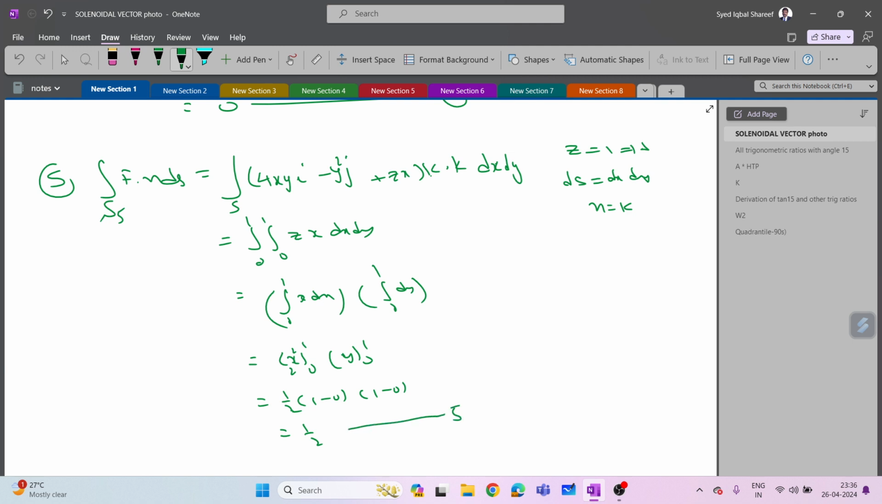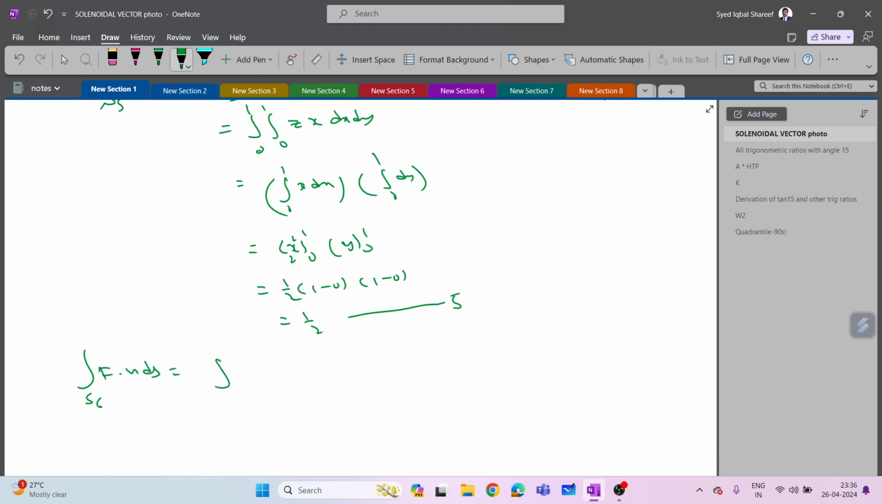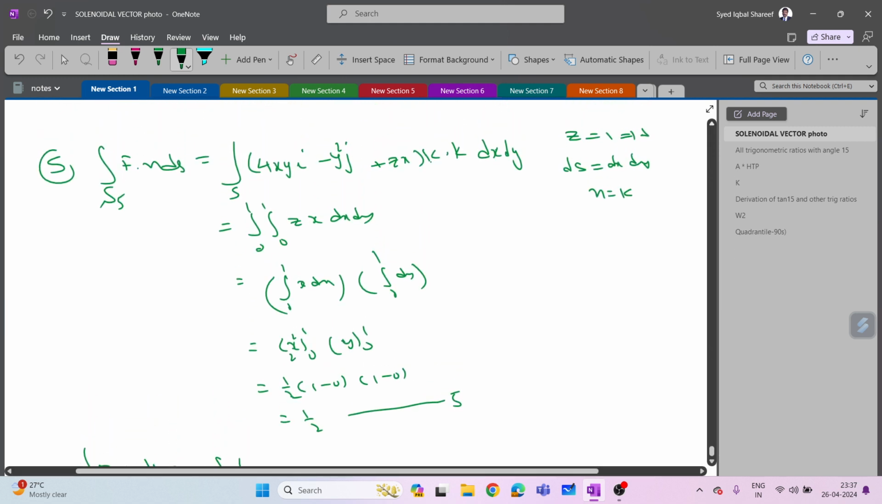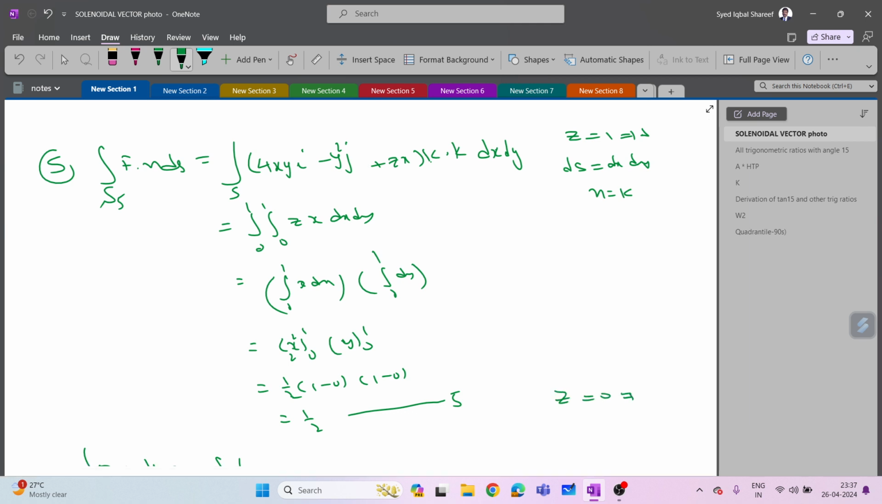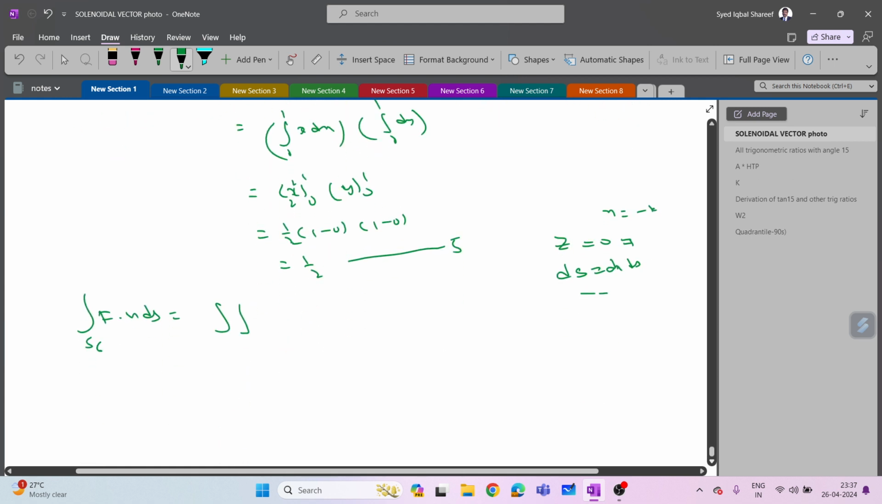Now equation number 6. The integral over S6 of F dot n dS is a double integral. See here, the same thing, the same values will be here. Here we have to take z equal to 0, and dS is the same, dx dy. And n will become minus k, the unit vector opposite to the face.